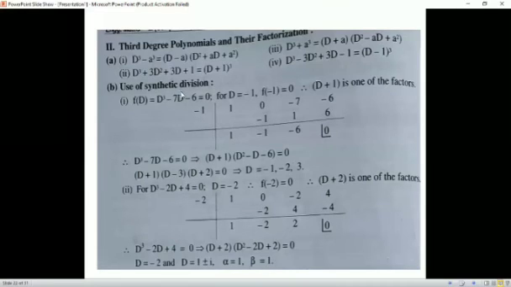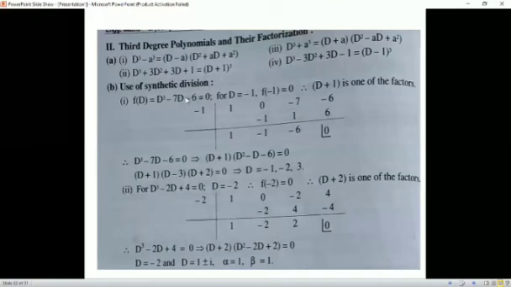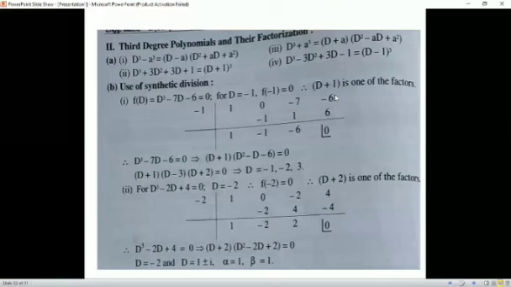Next, after d square it comes to d, its coefficient is -7, so we have to write -7. After d comes d raised to 0, that is a simple constant, so it is -6, so we have to write -6 here, right? And then by trial and error we have to solve this. We'll check for 1.